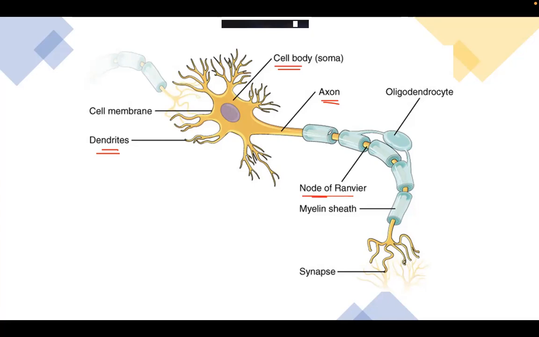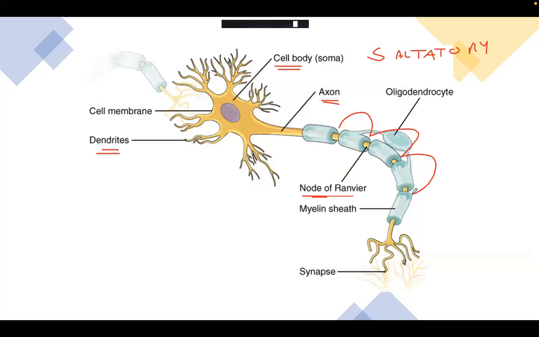Now, what type of conduction occurs when the impulse goes along the nodes of Ranvier? So this is saltatory conduction, okay? In saltatory conduction, the impulse jumps from one node of Ranvier to another.